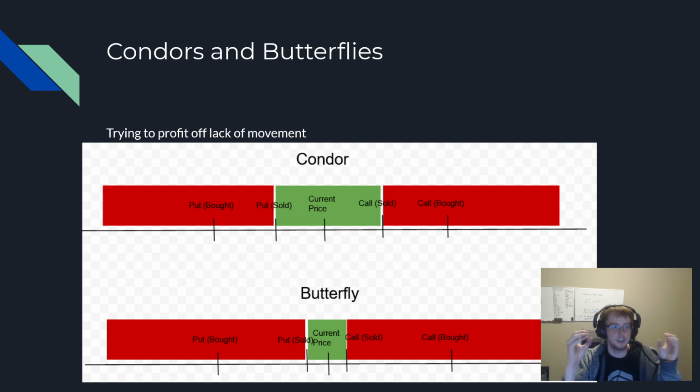A butterfly is very tight, right? If you want to view it as wings, the wings of your animal are very close to the core positions that are closer to the current strike price. With a condor, they're farther spread out, which is why it's got the condor name. So both of these are similar in that you're expecting little, or in the case of some butterflies, effectively no movement.